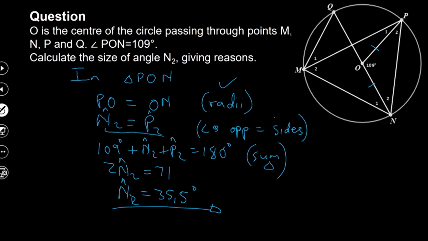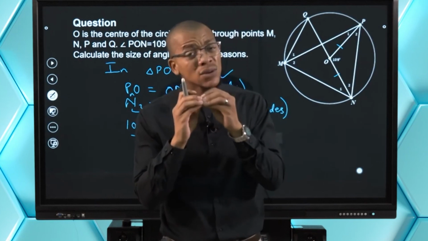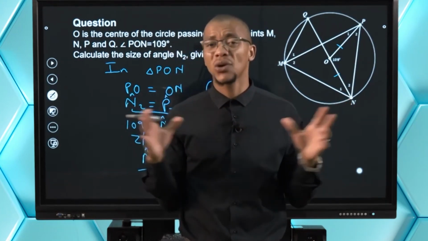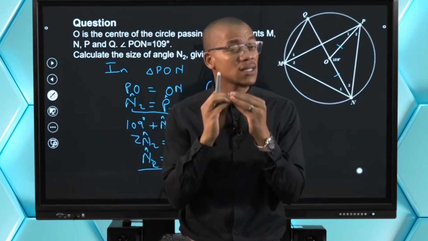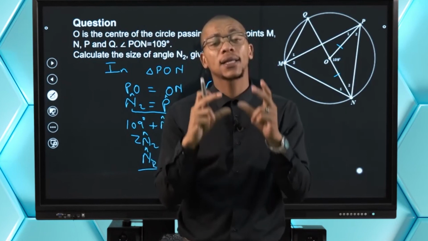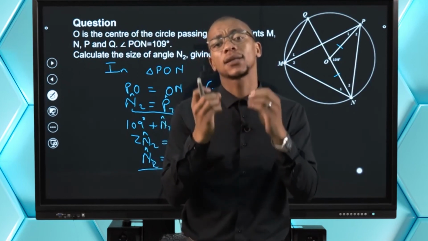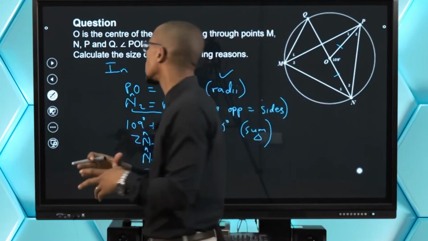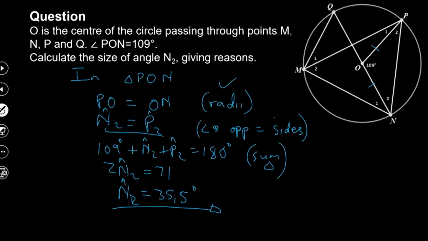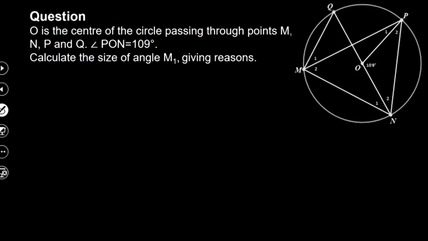But please, let me just tell you this. Don't use the words isosceles nature of a triangle or base angle. That doesn't exist in Euclidean geometry at this moment. You say angles opposite equal sides. That's why those angles are equal. And then you can start calculating using the 180 degrees. The size of M1, so I know that N2 is 35.5 degrees, right?